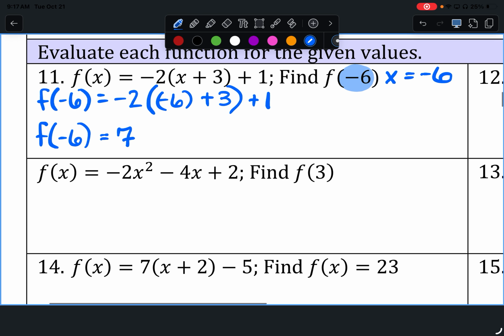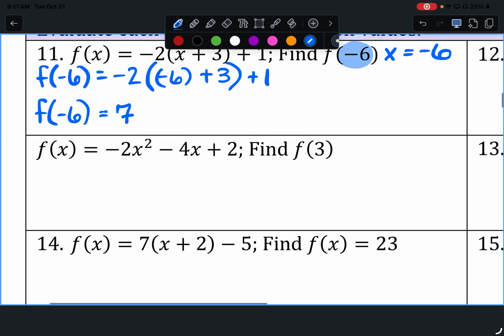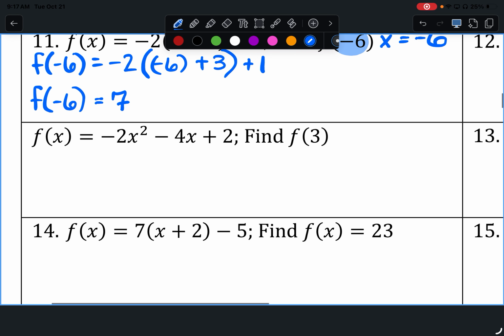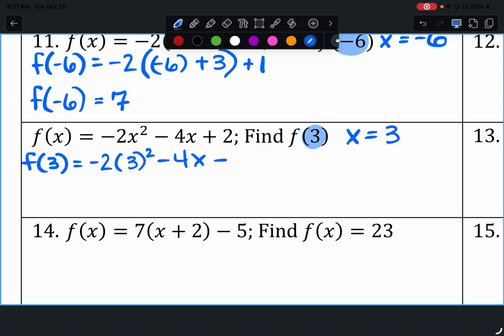All right, now we're going to look at the next one. This is where my numbering got a little weird. I just skipped a number. So for the next one, we're going to look at f of x is equal to negative 2x squared minus 4x plus 2. Find f of 3. What is x? 3. What do I need to do with that? So we're going to get f of 3 is equal to negative 2 times 3 squared minus 4x plus 2.